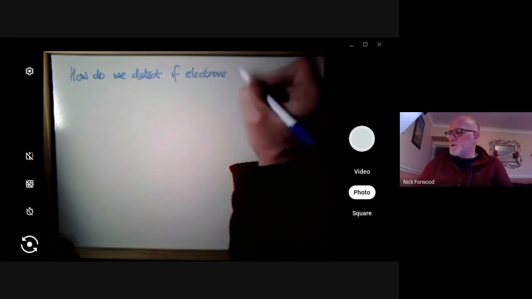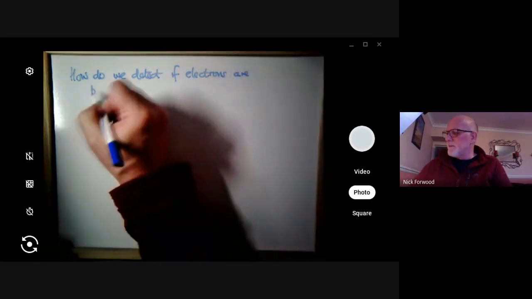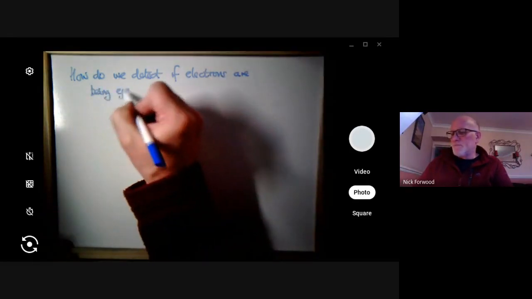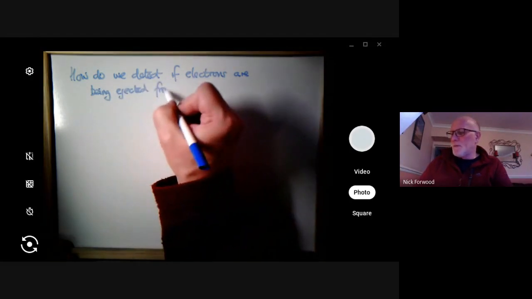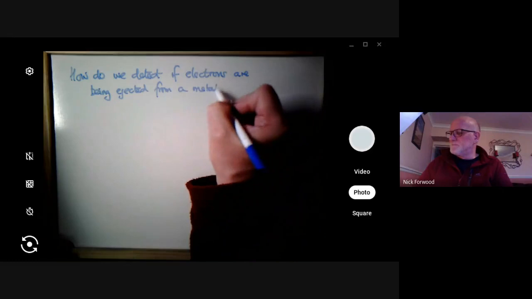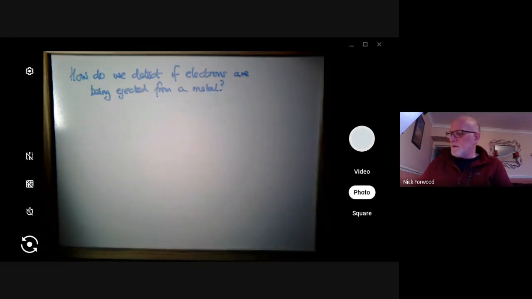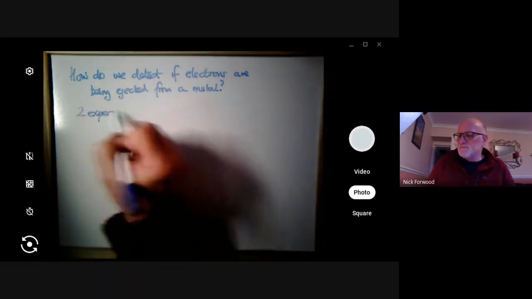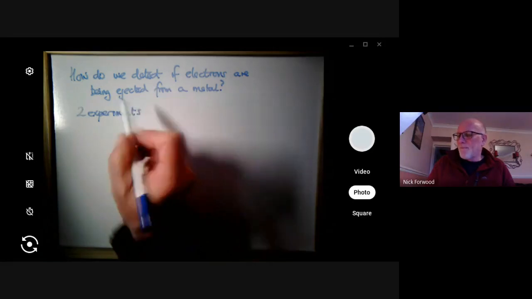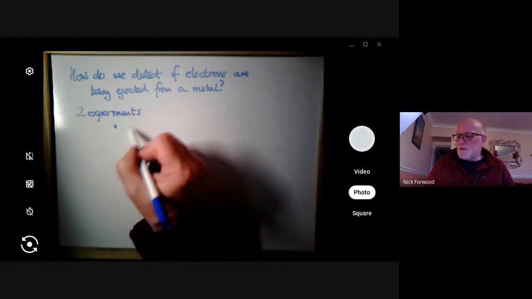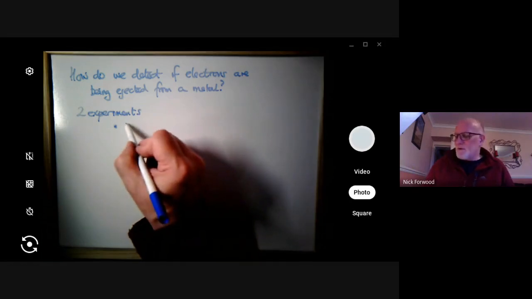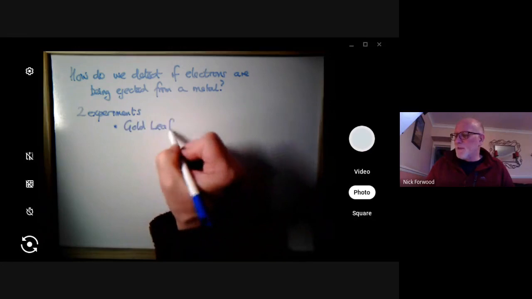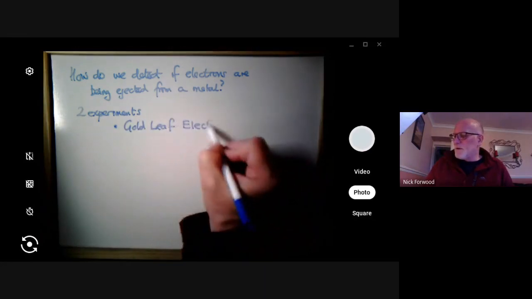How do we detect if electrons are being ejected from a metal? I said moving just then. I didn't mean moving in. I mean moving away from. They're being ejected. How do we detect if electrons are being ejected from a metal? So there are two experiments we're going to look at. And one is an experiment using something called a gold leaf electroscope.